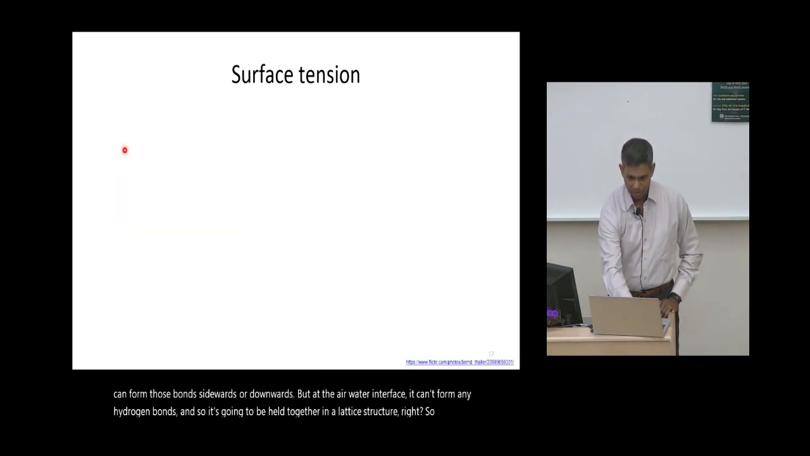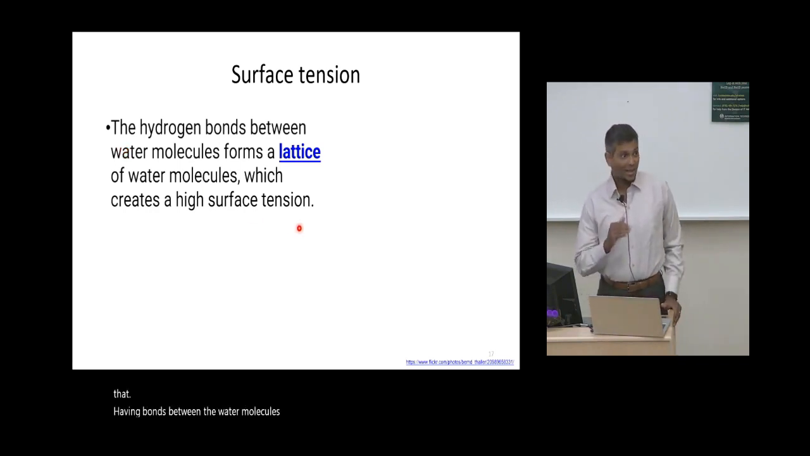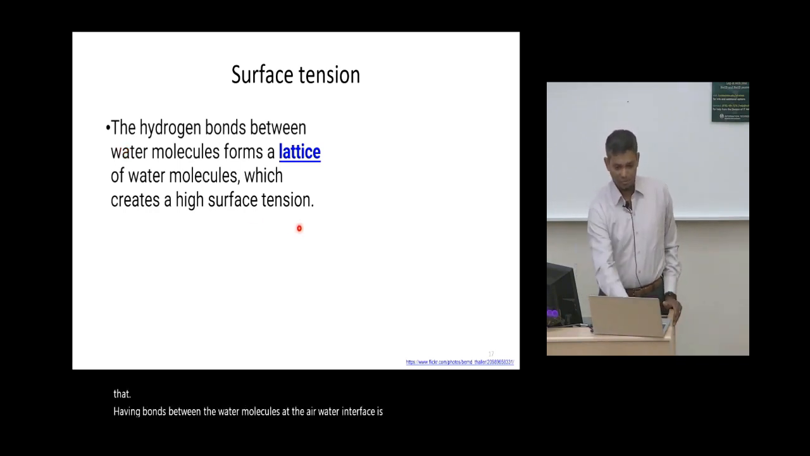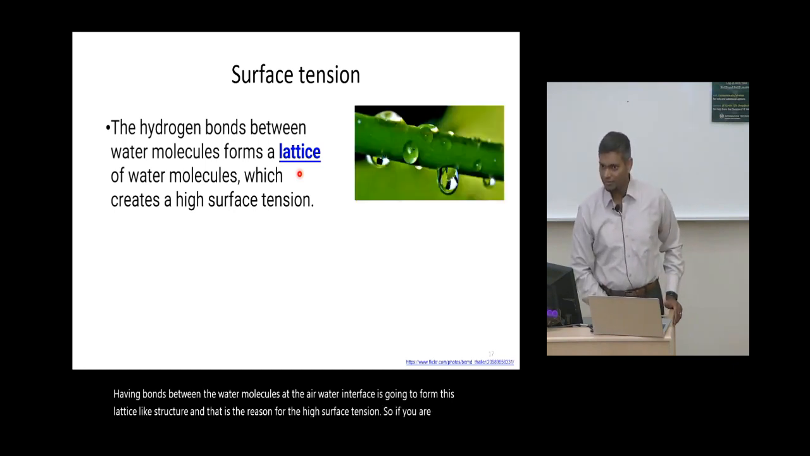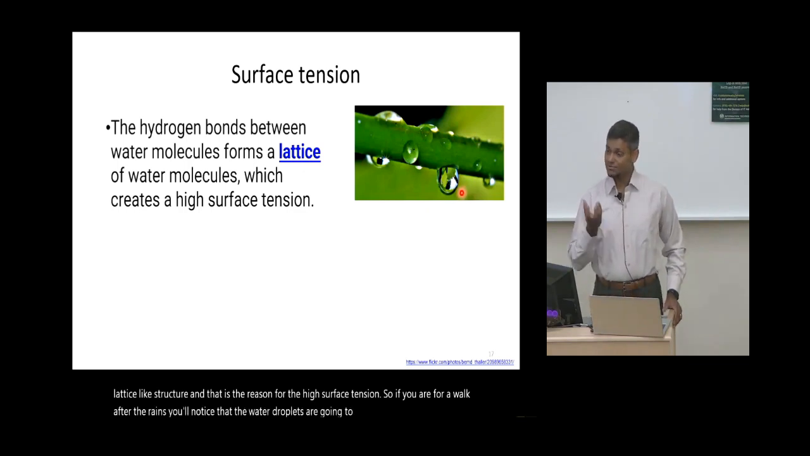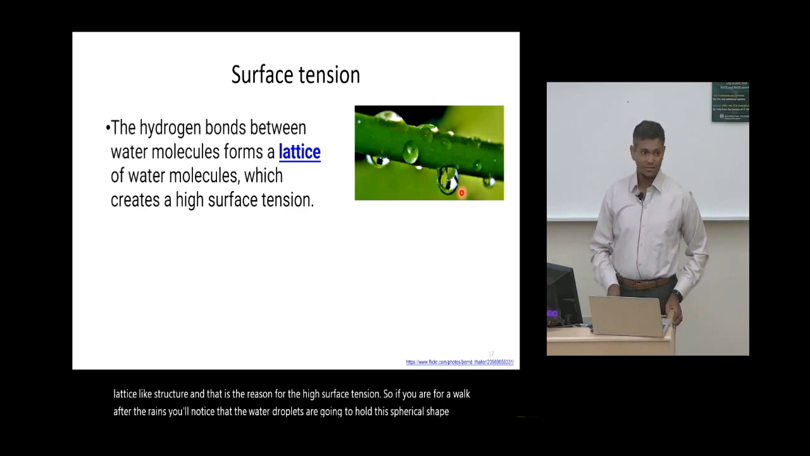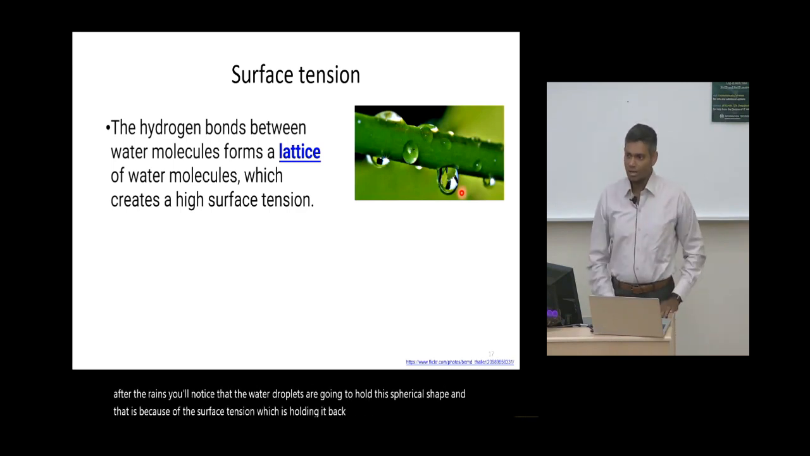And so it's going to be held together in a lattice structure. The hydrogen bonds between the water molecules at the air-water interface form this lattice-like structure, and that is the reason for the high surface tension. If you are out for a walk after the rains, you notice that the water droplets hold a spherical shape, and that is because of the surface tension, which is holding it back and minimizing the overall surface area.